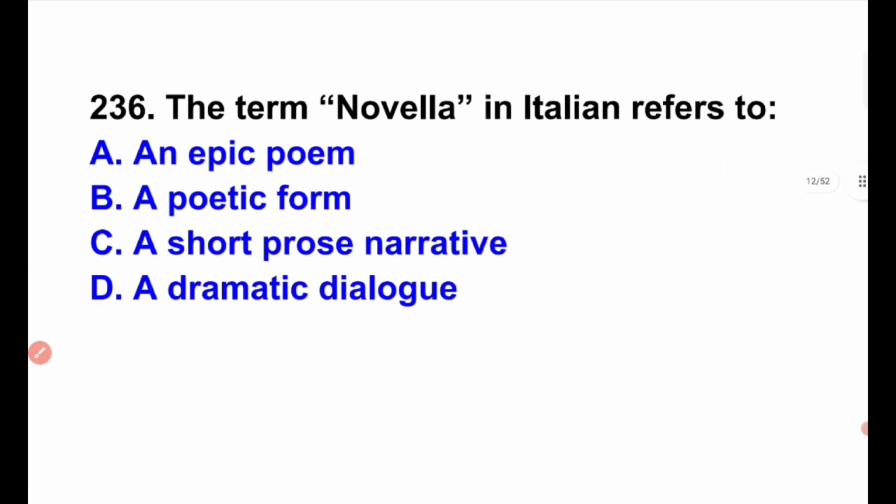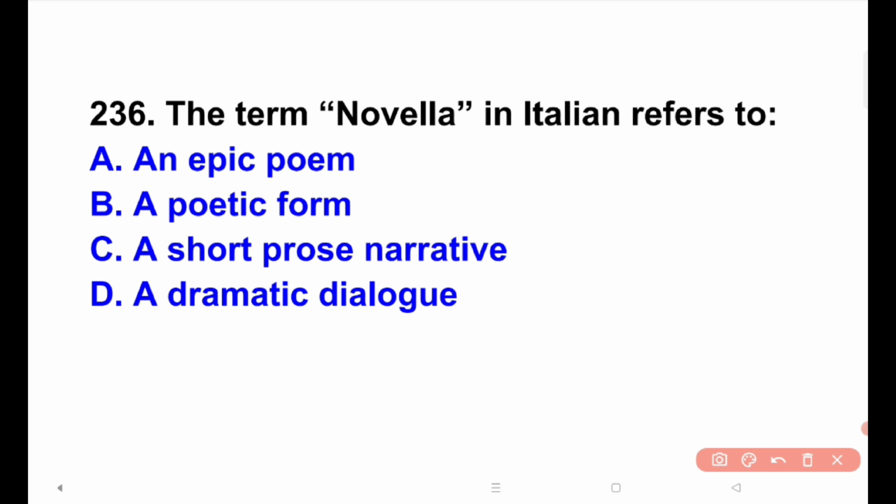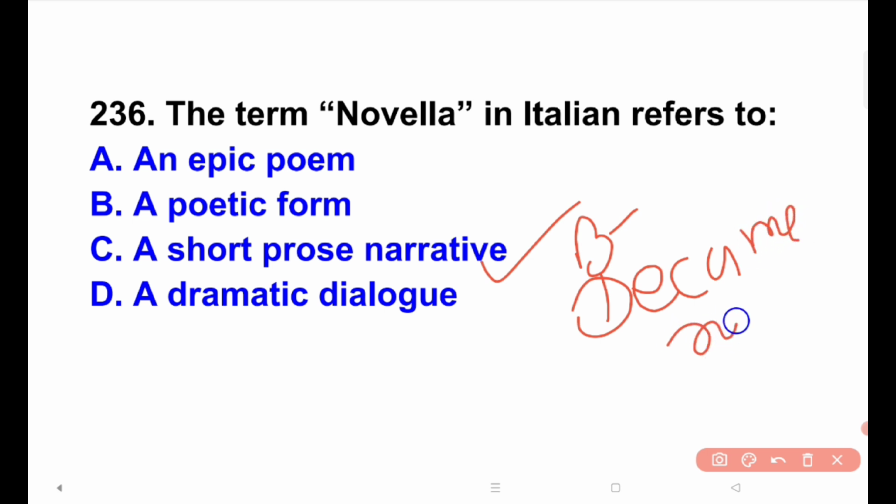Next, the term novella in Italian refers to a short prose narrative, option C. Novella is an Italian term meaning a short story, exemplified by the tales of Boccaccio, the Decameron. An epic poem refers to long narrative poetry like the Aeneid or the Iliad, a poetic form. Novella is prose, not poetry. A dramatic dialogue is not a feature of the novella. Boccaccio's Decameron is a classic early example of the novella.